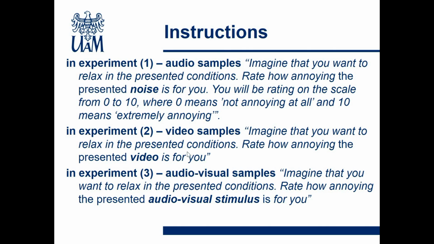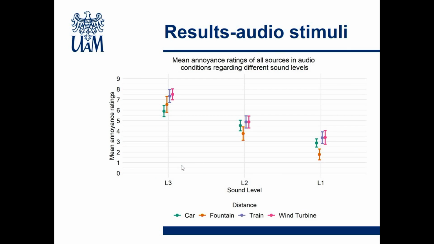In experiment 2, where we presented video samples for our participants, the instruction was: imagine that you want to relax in the presented condition. Rate how annoying the presented video is for you. And in experiment 3, when we presented audio-visual samples, imagine that you want to relax in the presented condition. Rate how annoying the presented audio-visual stimulus is for you. Of course, the numbers mentioned in experiment 1 were the same in experiment 2 and experiment 3.